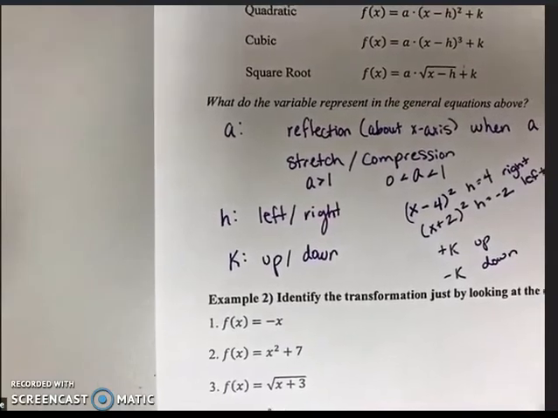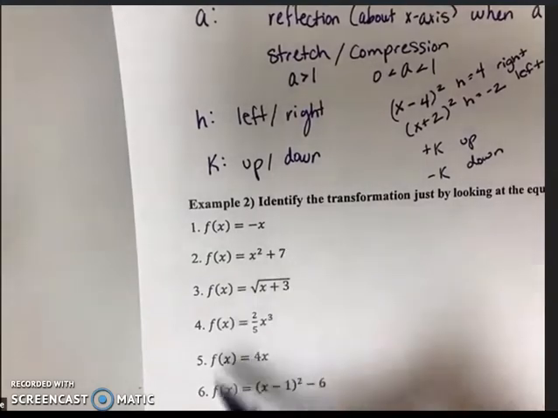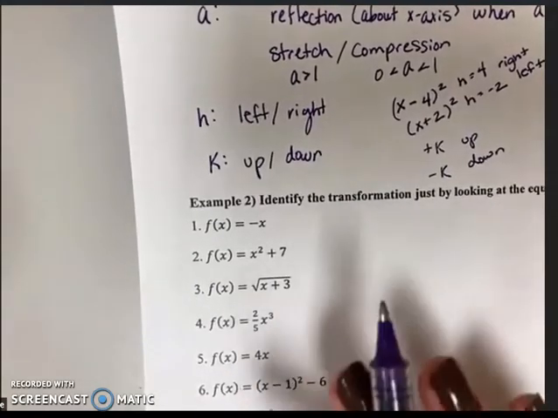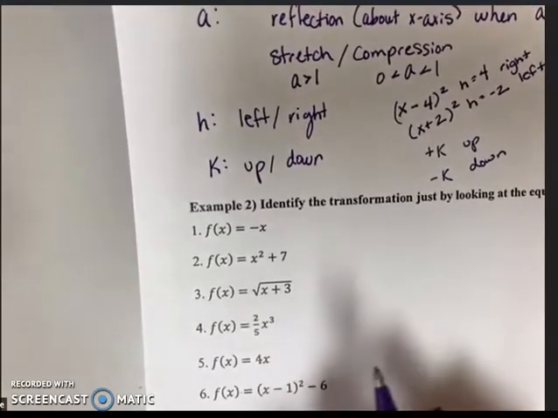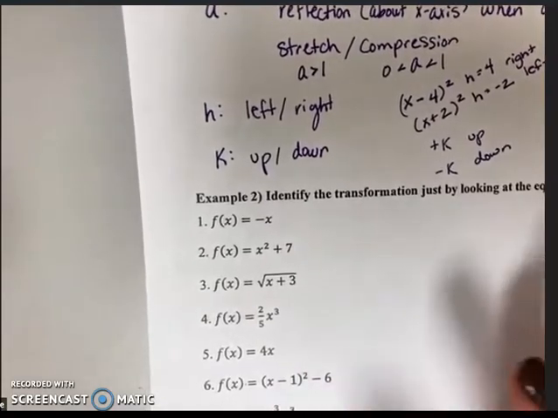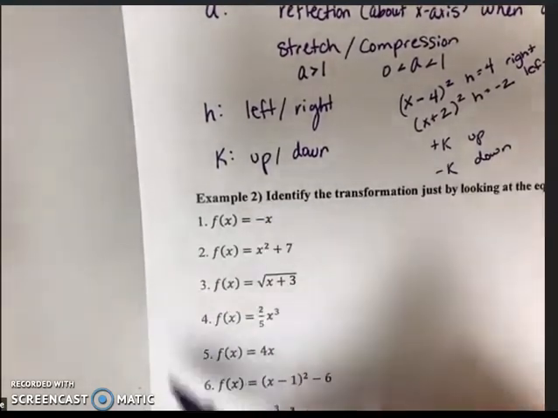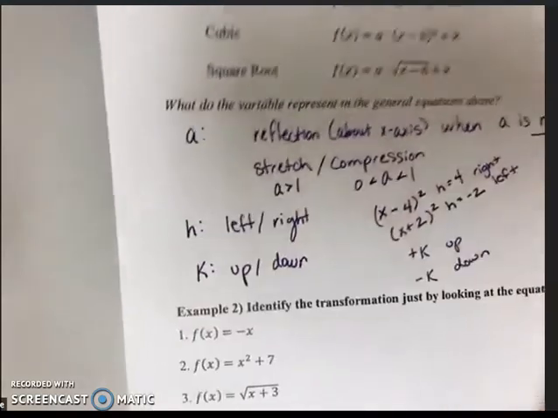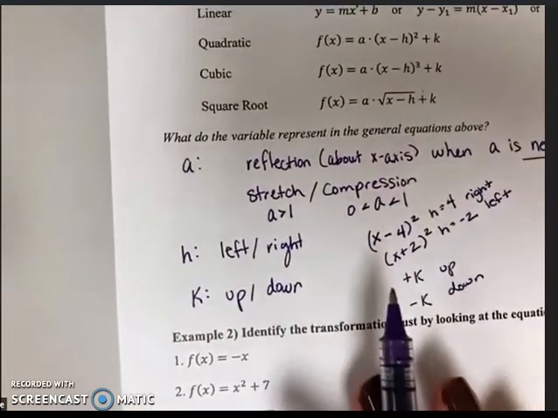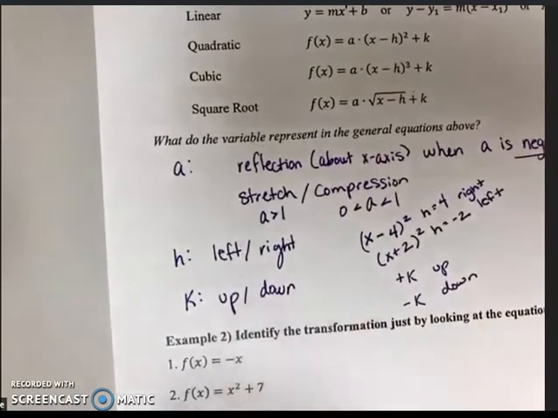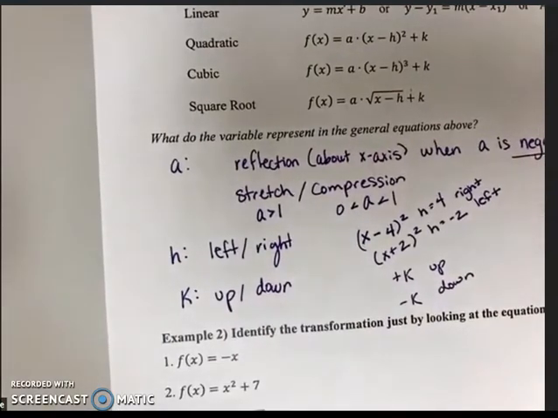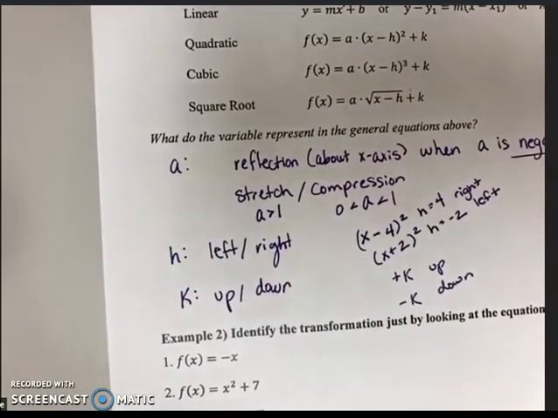Keeping this in mind, we're going to try to identify the transformations just by looking at the equation. We're not going to graph it on Desmos. We're not going to do anything like that, but just take a look at this and see if you can write down what type of transformation will occur using these notes. Go ahead and pause the video, attempt that, and we'll come back together here in a moment.